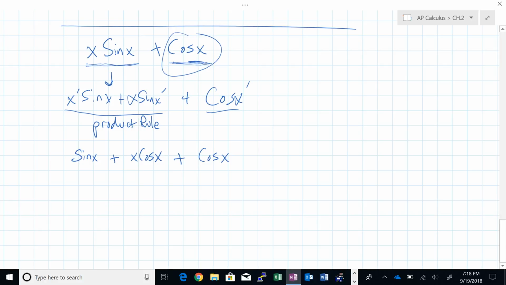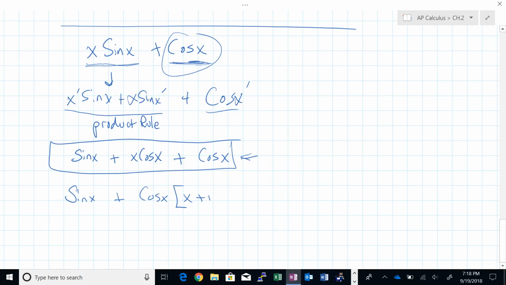Okay? And I'm okay leaving this, but you could do something like this: sine of x plus cosine of x, times x plus 1. Okay? So it's up to you, but be careful, you could have a product rule and then have some more stuff here.